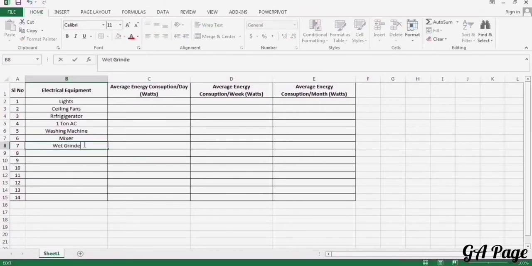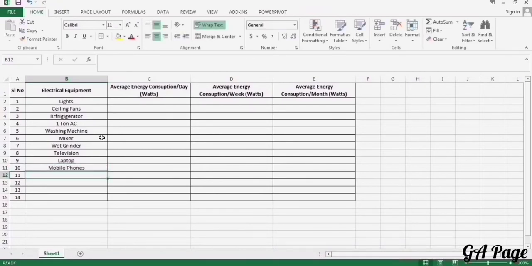If your input data is in watts, your total energy consumption, that is output, will be in watts. To convert watts into units, you have to divide that value by 1000. You will get total units consumed.